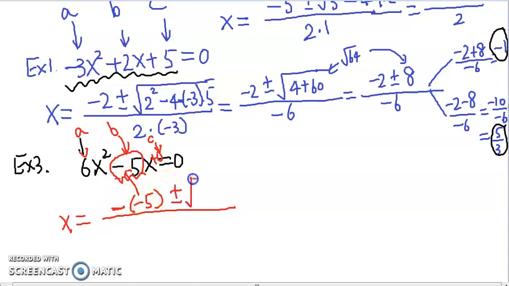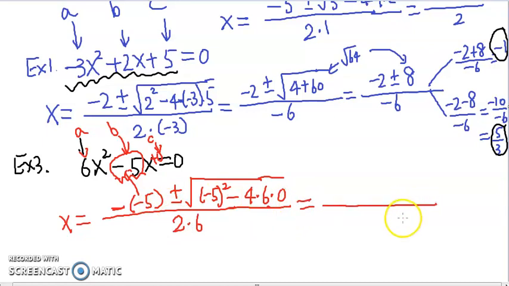Plus or minus the square root of b squared, which is (-5) squared, minus, this minus comes from the formula, times 4 times a. In our case, a is 6, times c, but c is 0, so we're going to put 0 there. And divide by 2 times a. Now let's simplify the number under the radical sign. On the bottom, we have 12. On the top, -(-5) will become a +5.